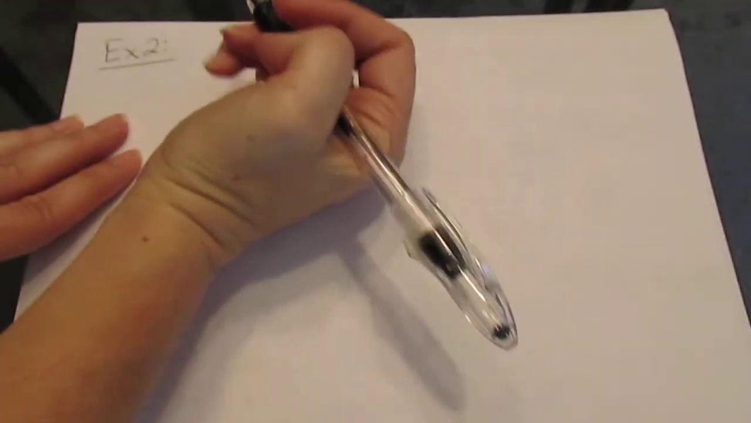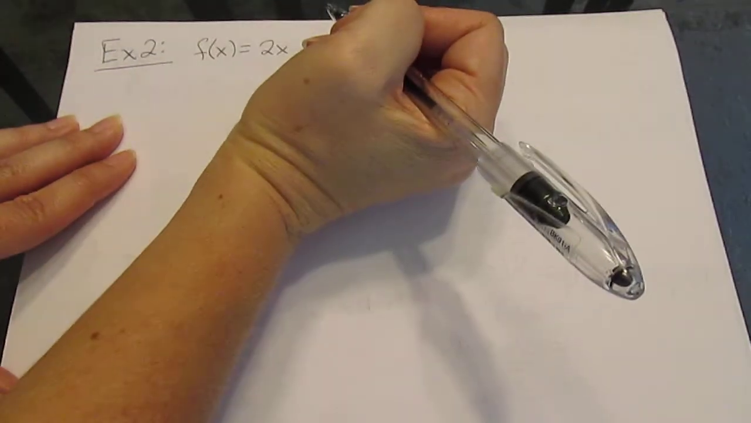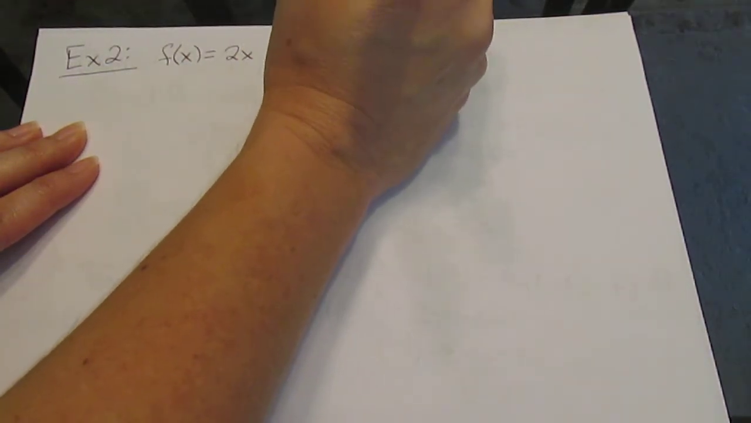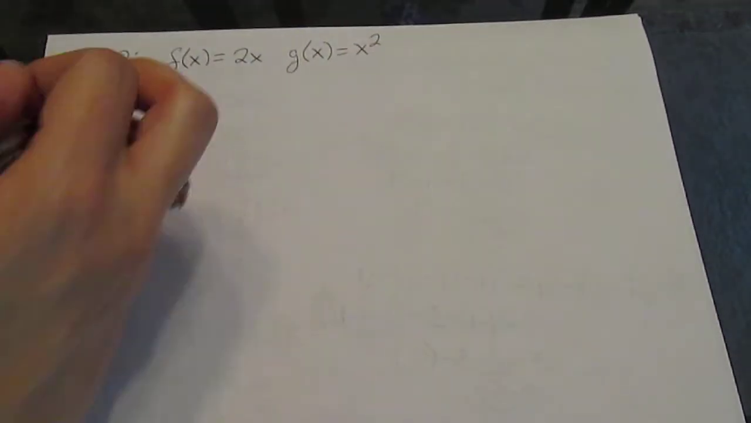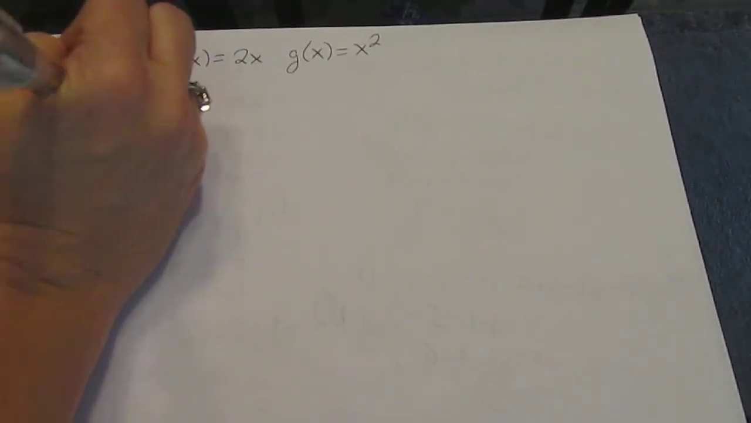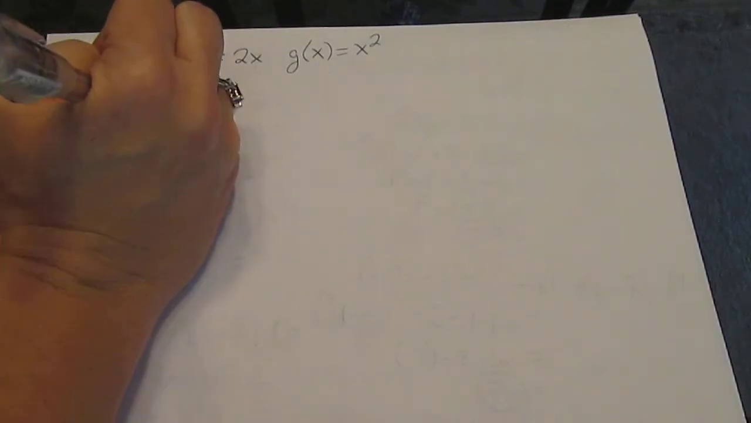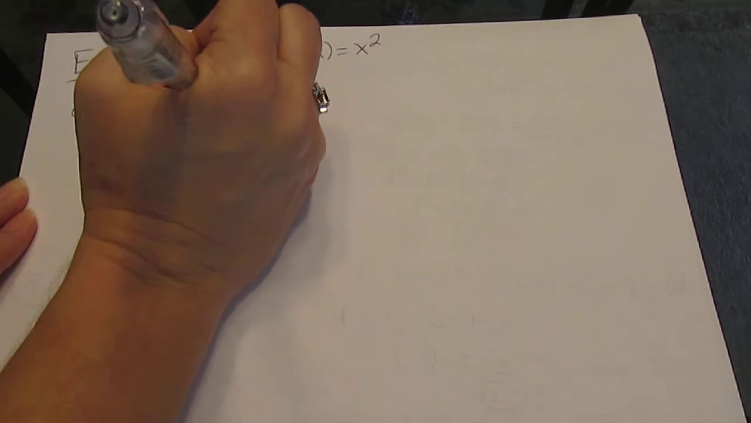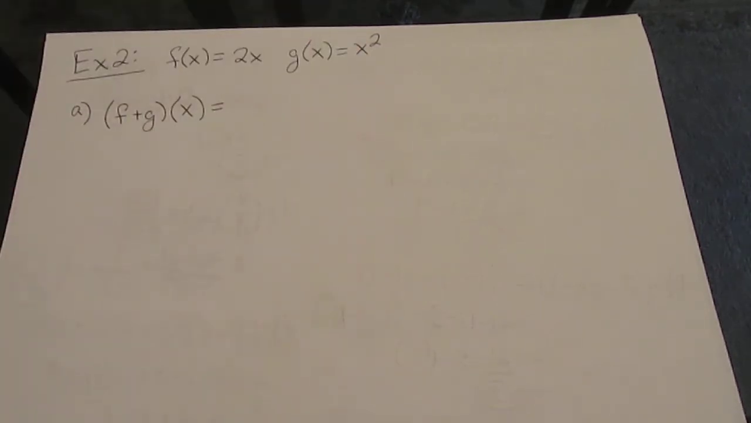Okay, so I've got f of x equals 2x and g of x equals x squared. And in part A, they want us to find f plus g of x. Okay, well for these, they normally ask you to find the domain as well.